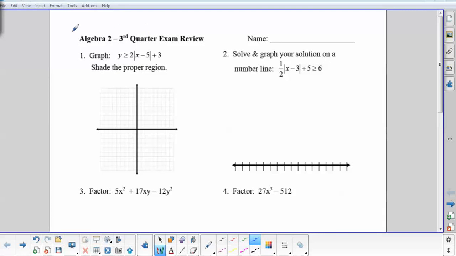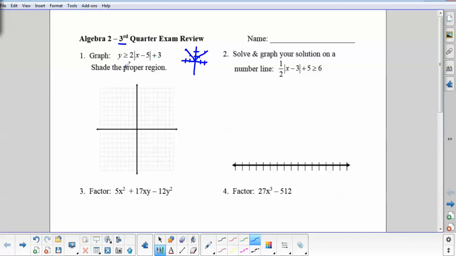Okay, this is the Algebra 2 third quarter exam review. Let's see, third quarter. So we're going to start with some absolute value. Remember that the parent graph for absolute value makes like a V shape. So you have points like this, and they get transformed.